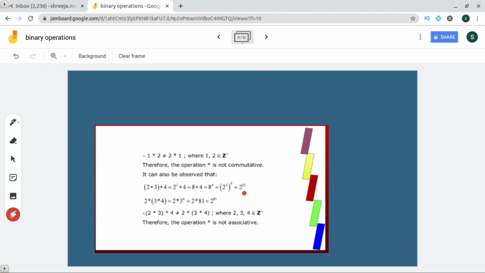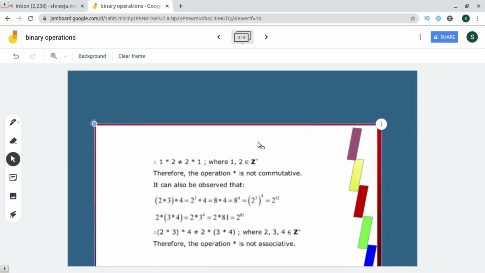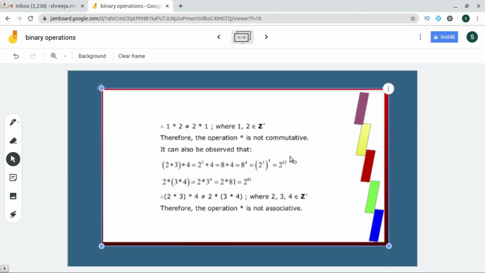Here we have 2 raised to 12 and 2 raised to 81. So clearly star is not associative.